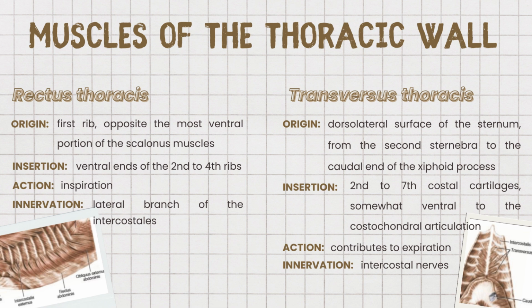Next, transversus thoracis. Origin, dorsolateral surface of the sternum from the second sternebra to the caudal end of the xiphoid process. Insertion, second to seventh costal cartilage, somewhat ventral to the costochondral articulation. Action, contributes to expiration. Innervation, intercostal nerves.